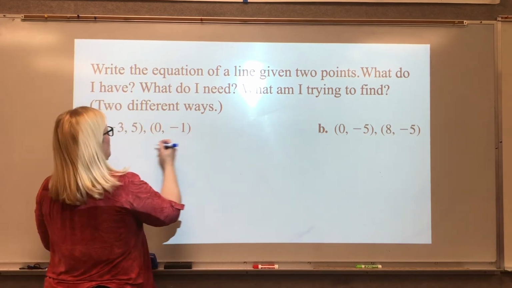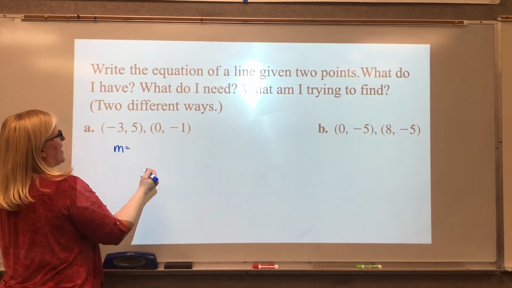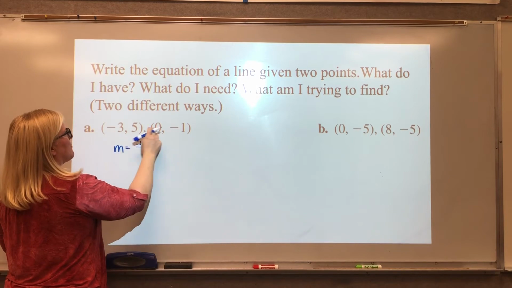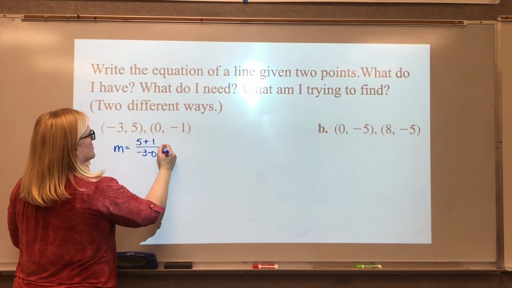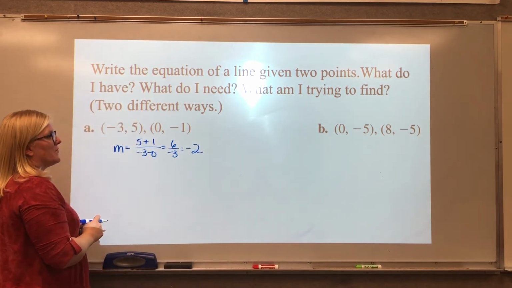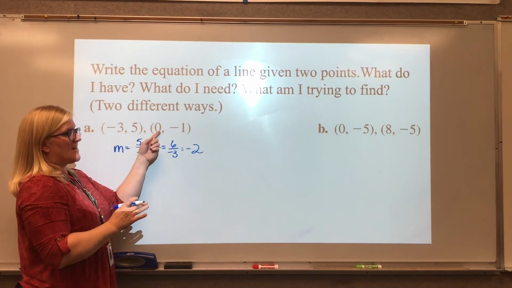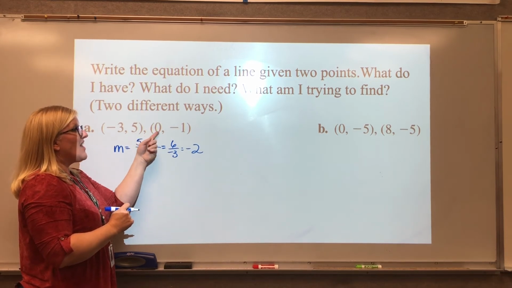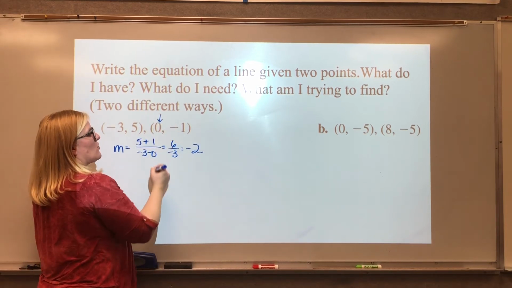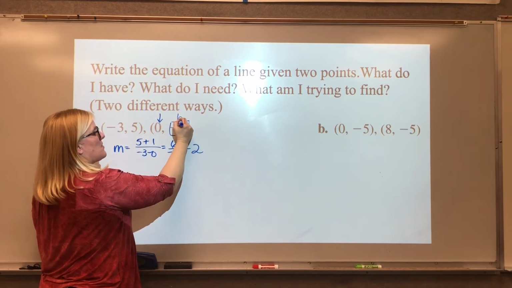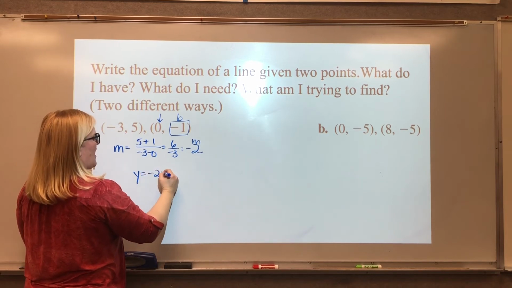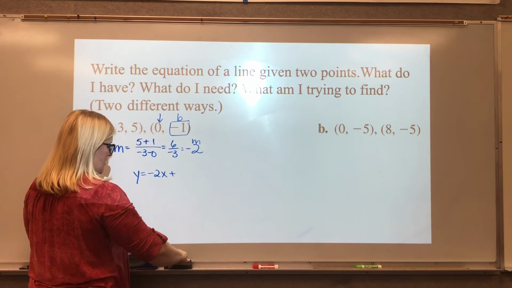So I look at this and I'm going to get my slope. So I've got y minus y over x minus x. This gives me 6 over negative 3, which gives me negative 2. In this case, this is actually my y-intercept, and I know that because there's a 0 right here. So here's b, here's m, that's what I need. I've got y equals mx plus b, which is negative 1.